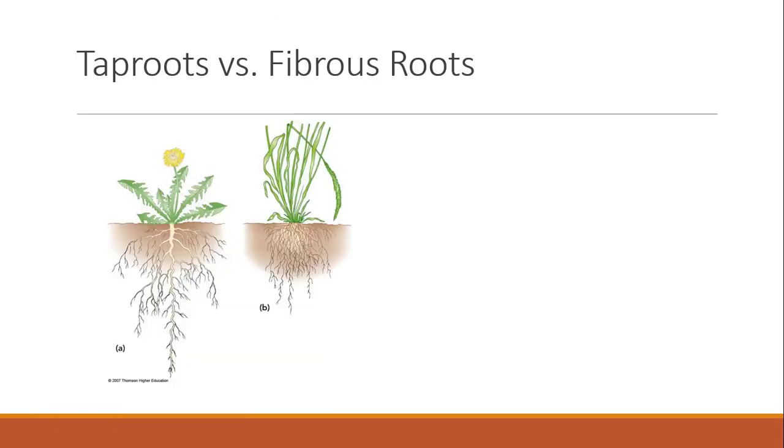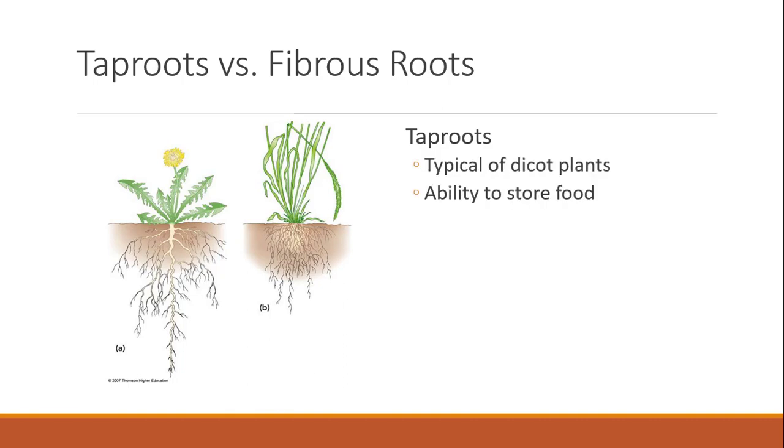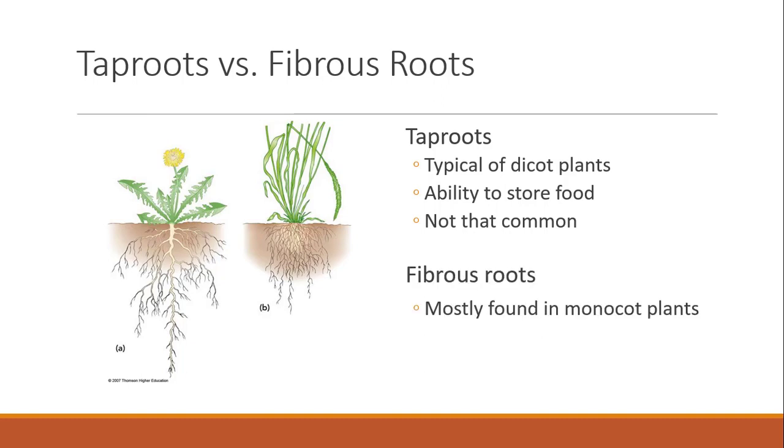So you've got tap roots versus fibrous roots. So tap roots are typical of dicot plants. They have the ability to store food. They're not really that common though, especially when you're talking about trees. Most trees do not have tap roots, but certainly dandelions do. If you've ever tried to pull one, you know that's true. Fibrous roots, mostly found in monocot plants, but they're also found in dicots. They radiate out into the soil from the base of the plant.